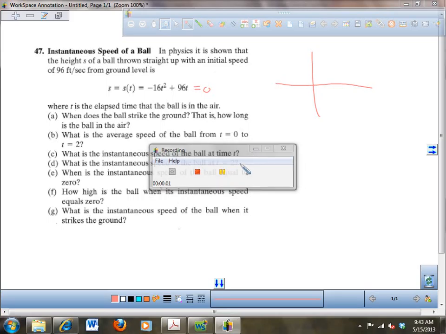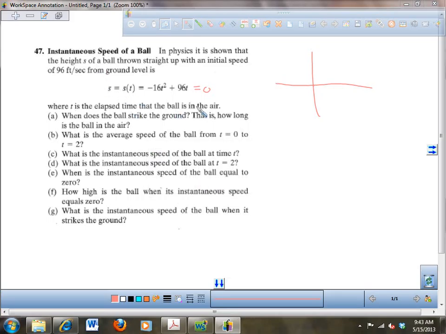So for this first problem, this is number 47 on section 12-4. We're going to answer all these questions. So the first way you do it is this represents the height of a ball. S of t is the height. Isn't that what it says? The height S of a ball. I would think they would put H of t, but we'll call it S of t. It's thrown straight up with initial speed of 96 feet per second.